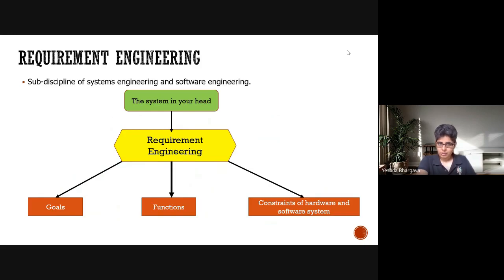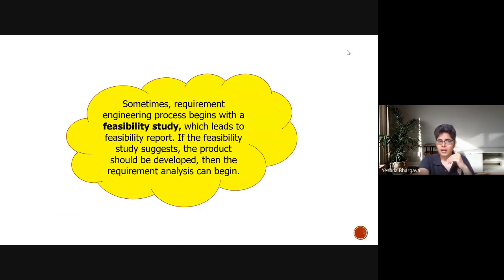And all of you are already clear on this: the system in your head, after that you go to requirement engineering, and requirement engineering is a field in its own right which specifies the goals, functions, and constraints of your hardware and software systems. And basically a feasibility study is done, which is used to understand whether the product should be developed or whether it's really needed or not.